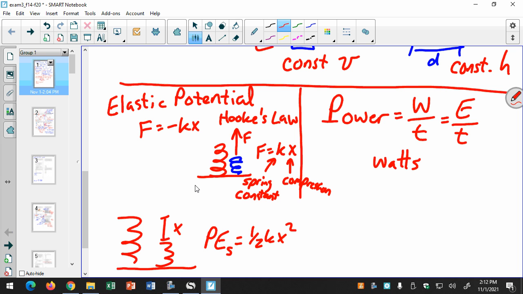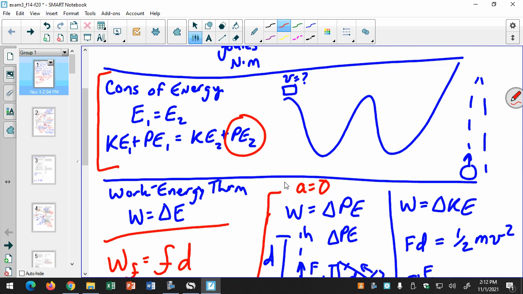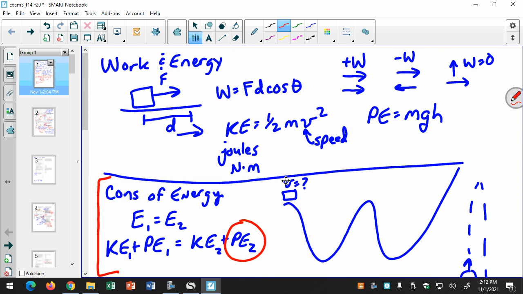So these two things are not on the quiz. Power, on the exam, you're probably just going to have one question, but nothing on the quiz. Nothing about elastic potential energy, but all of this other stuff is on the quiz.